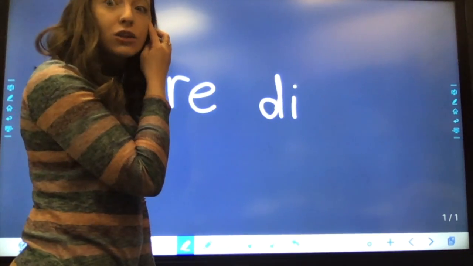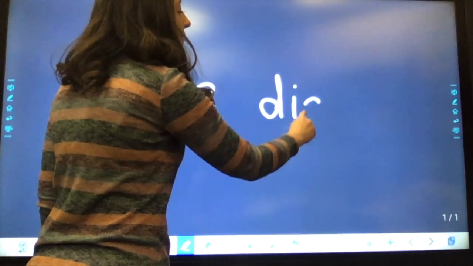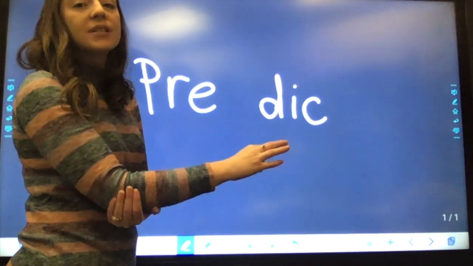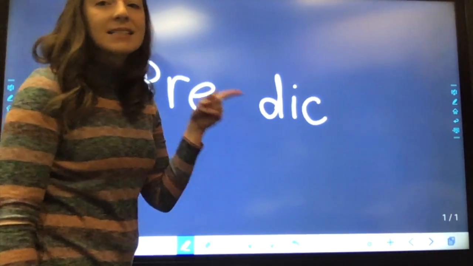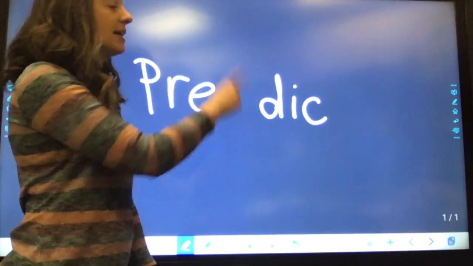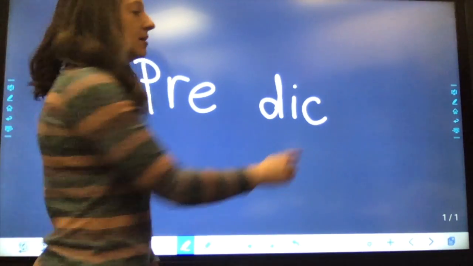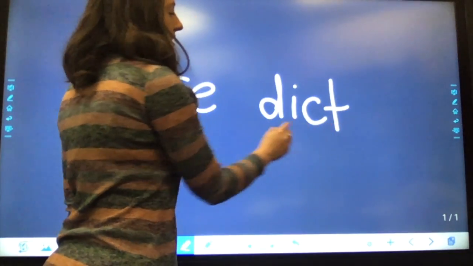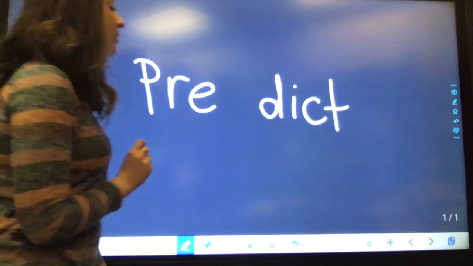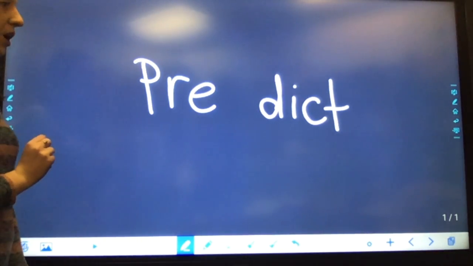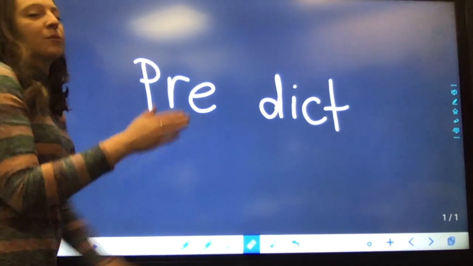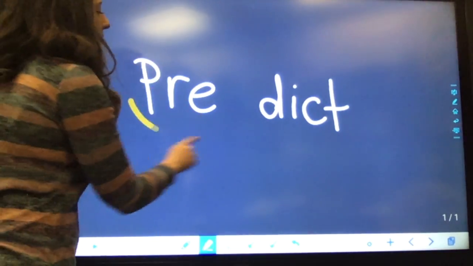Now, it's going to just be a C for this k sound today because we're using two syllables, and it's not at the very end because it sounds like it's at the end, but it's not. We still have one more letter. Predict. After your C, there's a T. Be very careful with that. Okay? All right. Now we've got to scoop it into the syllables, which we already determined was pre and dict. Predict.